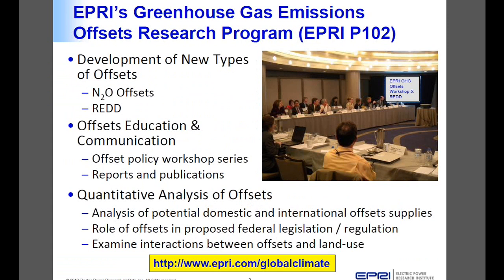We've also been quite active trying to educate stakeholders, policymakers, industrial participants, offset project developers, etc., about offsets. In doing that, we have held 13 offset workshops over the last 6 years and invited multiple stakeholders to participate, and talked about different areas of offsets, technical issues as well as policy issues. And we've provided a number of reports that we've developed at EPRI as well that we've published.